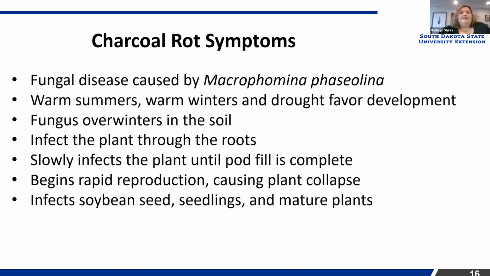The fungus infects the plant through the roots. It begins infecting the plant very slowly until pod fill is complete. After pod fill is complete, it begins rapid reproduction, which causes plant collapse. And that's because it's in the stem of the soybean and reproducing there. This fungus can infect the seed of soybeans, seedlings, as well as mature plants.